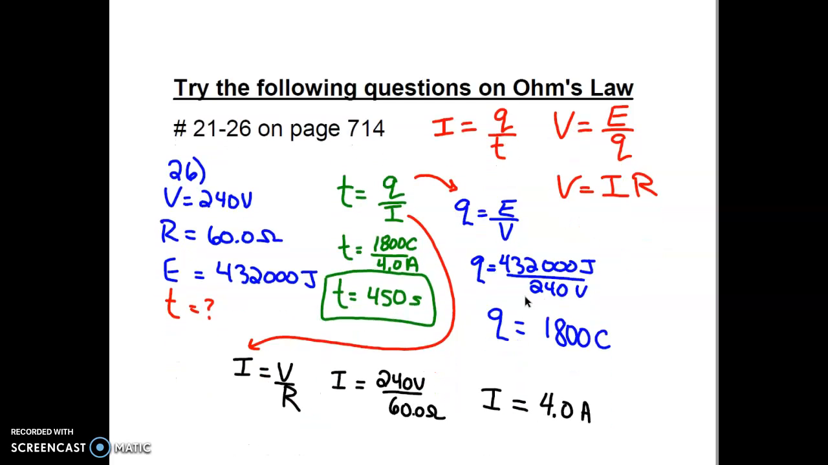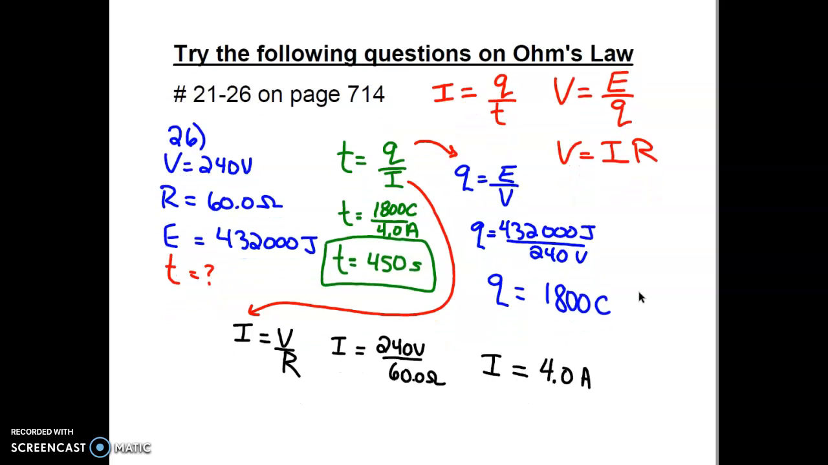Now, you're going to do these next few problems, or give them a try on page 714, so 21 to 26. Here are the formulas you'll need to use. This is just some help for number 26, and go from there. Like always, I'll post the answer key.